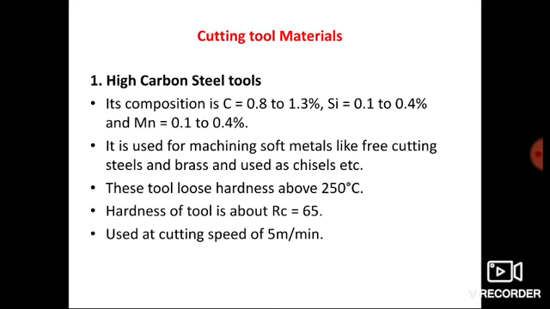Then this tool loses hardness at about 250 degrees Celsius. That means you cannot use this tool above 250 degrees Celsius. It can be used below 250 degrees Celsius because otherwise it will lose its hardness. Its hardness is about 65 RC, and it is used at a cutting speed of 5 meters per minute. So these are the properties of a high carbon steel tool.